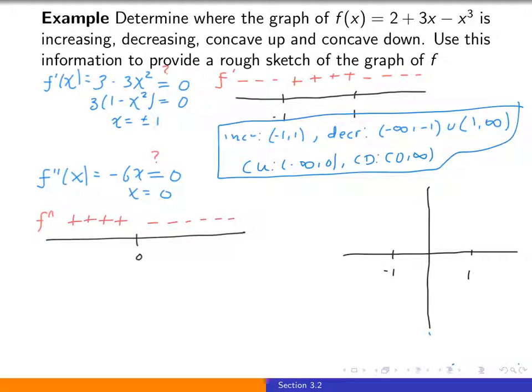So now that we've determined these intervals of increase, decrease, concave up, concave down, let's go ahead and put together a rough sketch of our function. So just to encode all of that relevant information, we said we are decreasing from minus infinity to minus 1, increasing from minus 1 to 1, and decreasing from 1 to infinity. And then we saw that we are concave up when we are to the left of 0, so concave up, and we are concave down when we are to the right of 0.